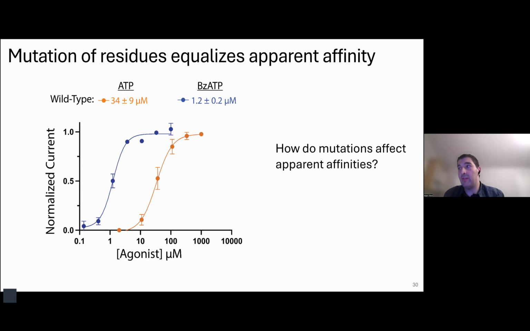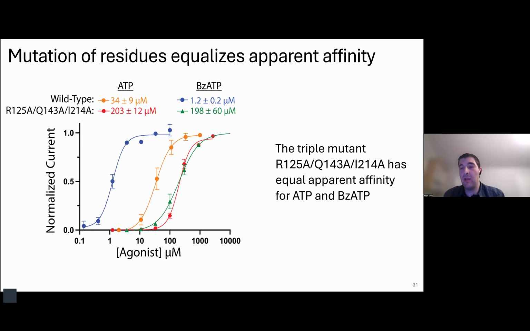So the first thing we tested is how residues affect the apparent affinity of ATP and BCHB. And our goal was to understand how arginine 125, glutamine 143, and isoleucine 214 impact the apparent affinity of BCHB. And we specifically wanted to eliminate the high affinity agonism by BCHB. So ultimately, we were able to see that the triple mutant has equal apparent affinity for ATP and BZ-ATP, albeit affecting the apparent affinity of ATP as well.